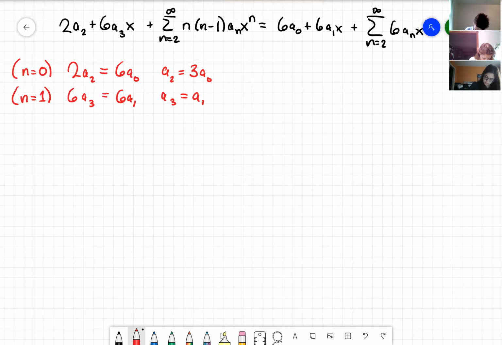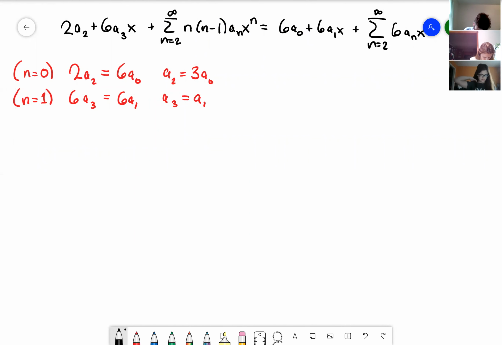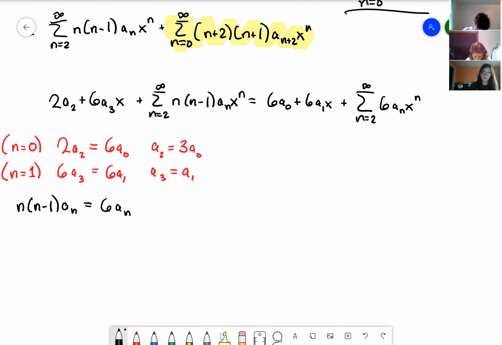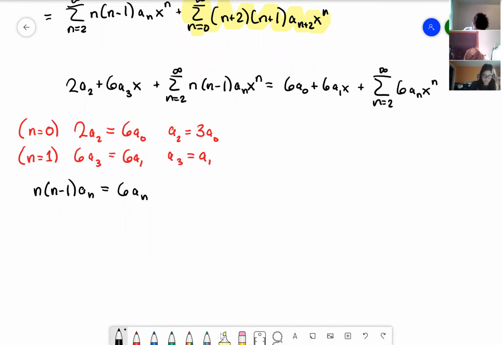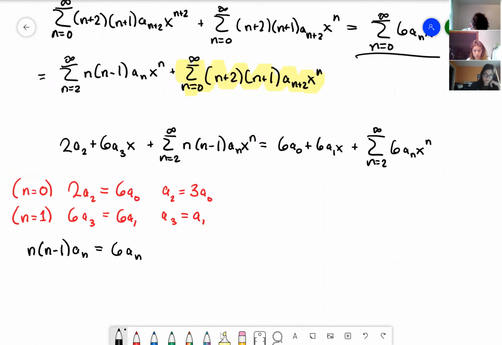And then the general recurrence relation. n times n minus 1, an equals 6n. I missed something? Yeah, it doesn't make sense, does it? Must have messed something up here.